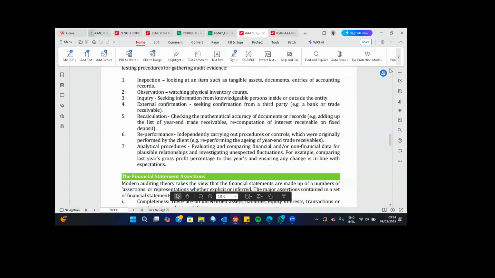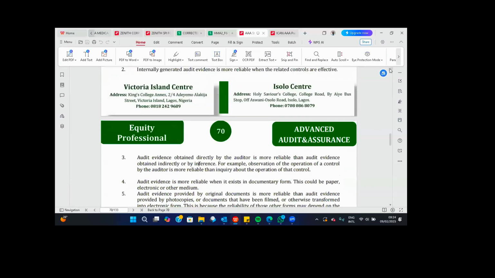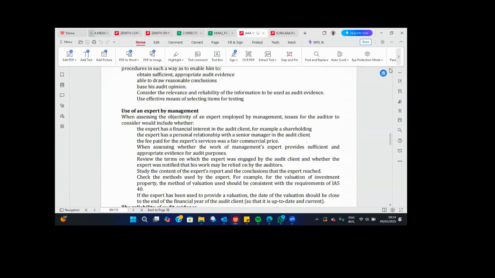Okay, let's look at this one before we go to that one. Let's look at that one that I have before this. Using the work of an expert, the use of an expert by management. Who is an expert?